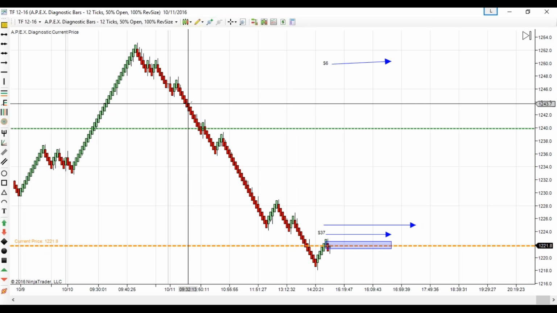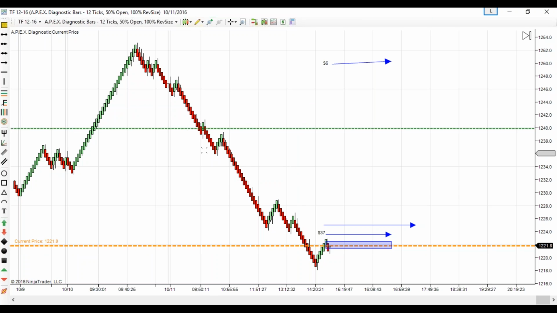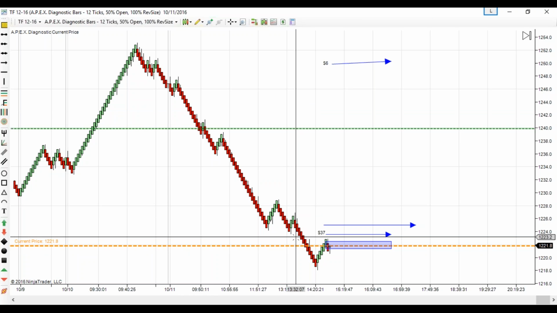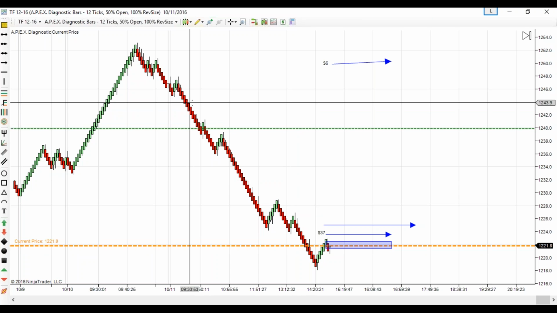Because that was 30 points. Remember, there's 10 ticks in each point. That would have been 300. Yes, one spread. Yeah, one spread because it's $1 a pip.